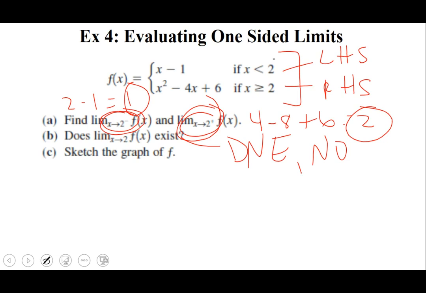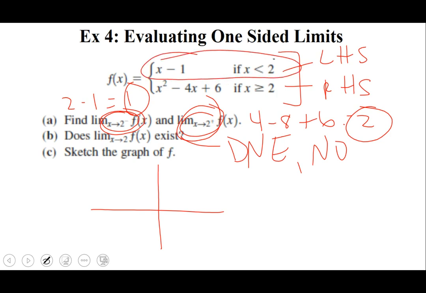And then sketch the graph of f. So if I was going to ask you to sketch this piecewise function, you would, of course, sketch each piece using a couple of x values at a time. Let's start with the linear piece. So x minus 1 is true for x is less than 2. And again, technically, you can't actually plug in 2, but you can to find out where the open circle is. So if you plug 2 into that equation, you, of course, get 1, which is an open circle.